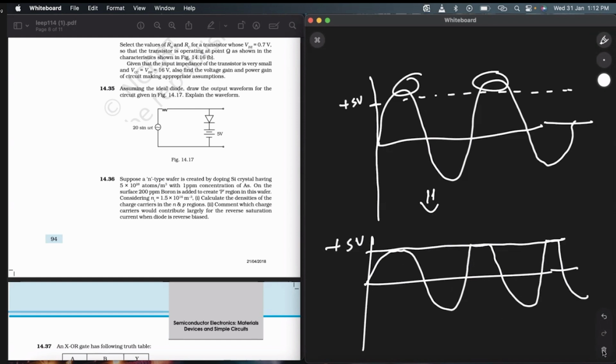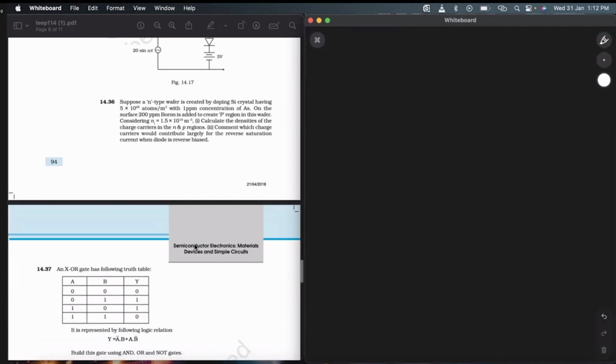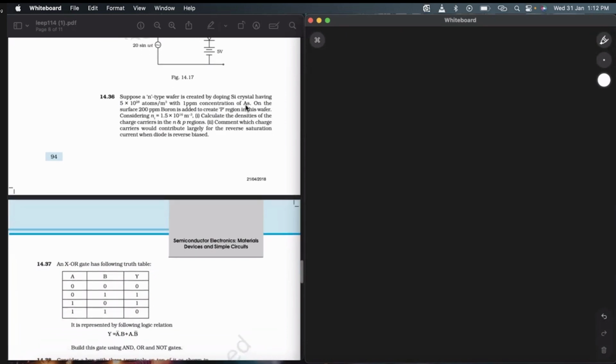Okay. So now moving on, I have question number 36. Suppose an N wafer is created by doping silicon crystal having 5 into 10 raised to power 28 atoms with 1 ppm concentration of arsenic. On the surface, 200 ppm boron is added to make a p region in the wafer. Considering this, calculate the densities of the charge carriers in the N and P regions. Okay, so it is basically a formula based question. Nothing special is there. So what is happening? N electron equals N d, which is 10 to the power minus 6 into 5 into 10 to the power 28 atoms per meter cube. So it will be 5 into 10 to the power of 22 atoms per meter cube.